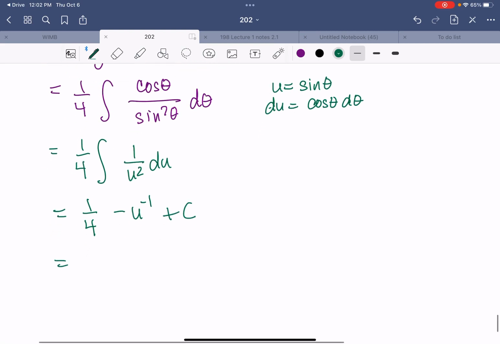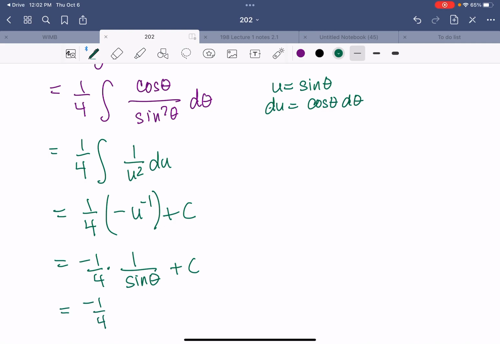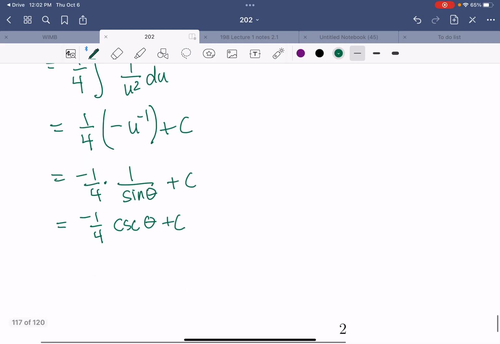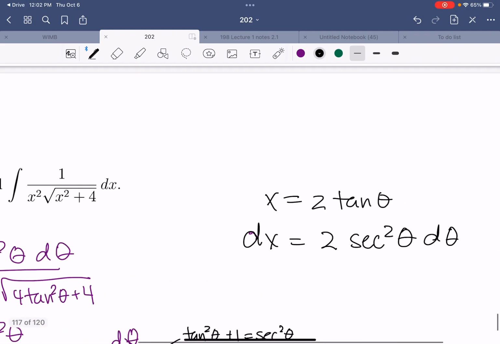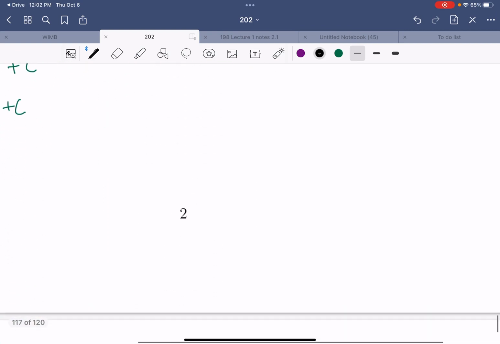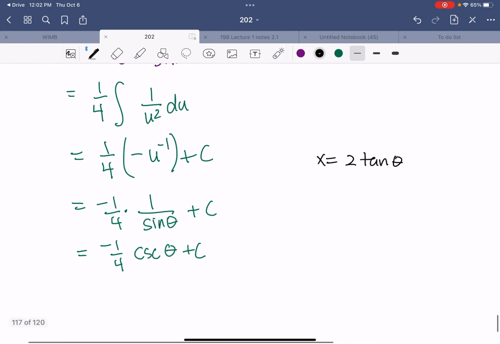So now I can work backwards with my substitutions. So this is negative 1/4, and these are being multiplied, by the way, times 1 over sine theta plus a constant. And 1 over sine theta is cosecant theta. Okay. Now I've got to go back to x's. So remember that we had x equals 2 tangent theta. Way back here. There it is. 2 tangent theta is my x. So let's divide both sides by 2. So this tells me that x over 2 is tangent theta.